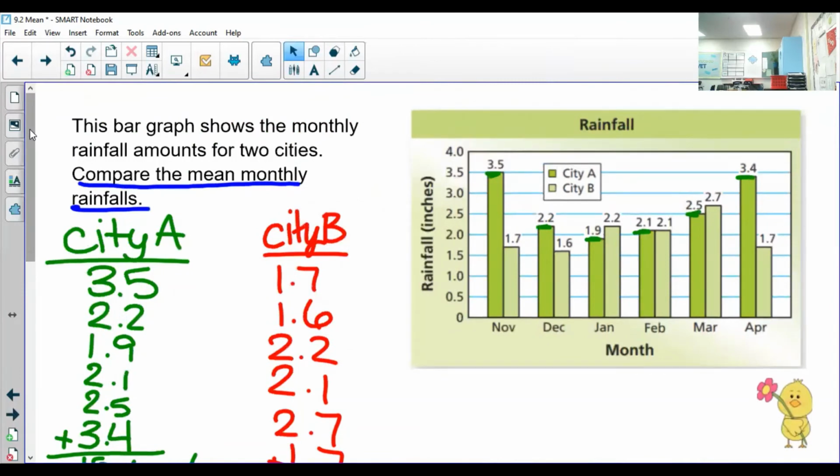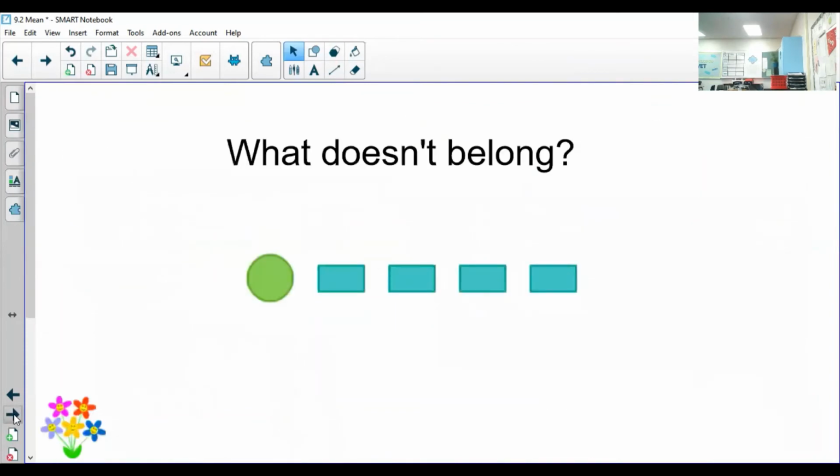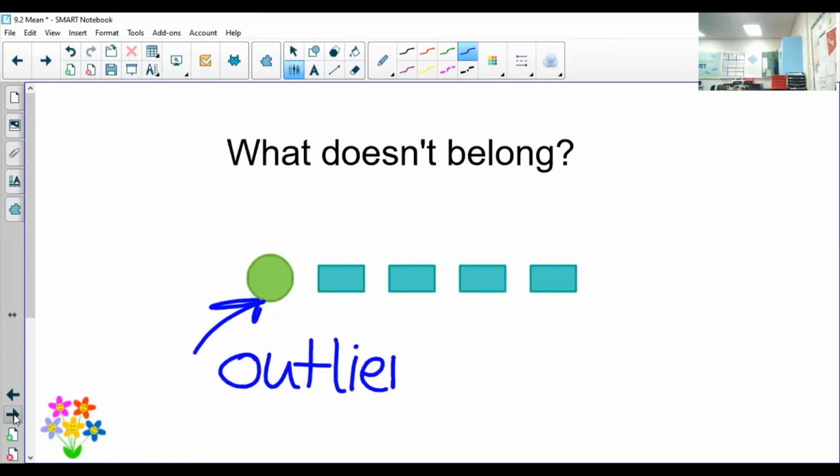So now we know how to find the mean. We know how to compare means. The next thing we're gonna do is look at something else, okay? Another thing that we have to kind of be aware of when we're finding averages. So the first is looking at these shapes. And if I asked you, look at these shapes and tell me what doesn't belong. Pretty obviously, what doesn't belong? The green circle, right? The green circle doesn't fit in with the rest. It's not the same. In math, we call that an outlier or an outlier, either one.